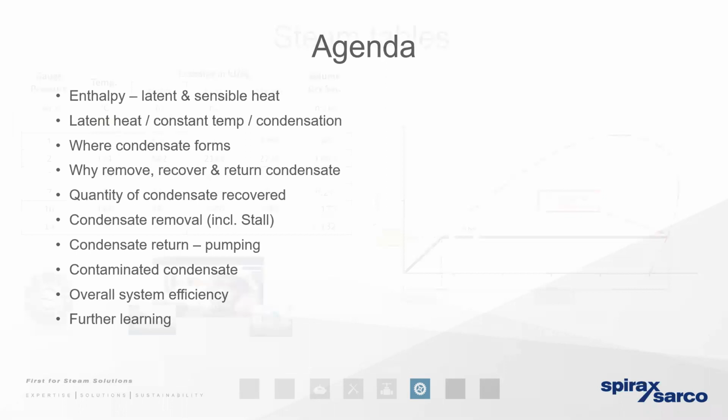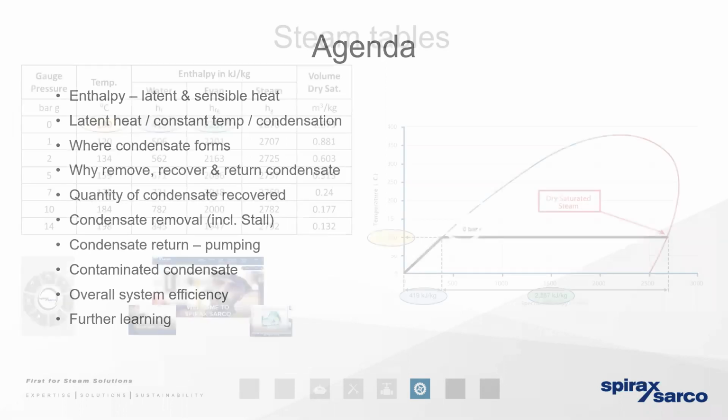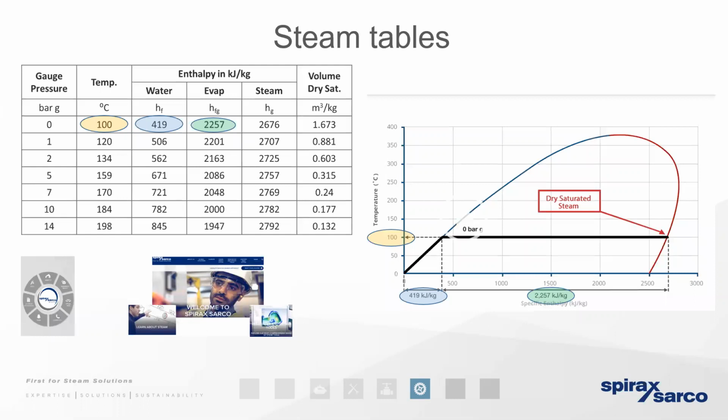So the slide that I'm showing at the moment, for those of you that have attended previous CPD presentations, it should be no stranger to you. So I apologize for going through this slide again, but it is critically important that we fully understand what steam is, because it's only that way that we can appreciate the benefits and the challenges that condensate can pose. So do you remember that magic number that we've spoken about previously?